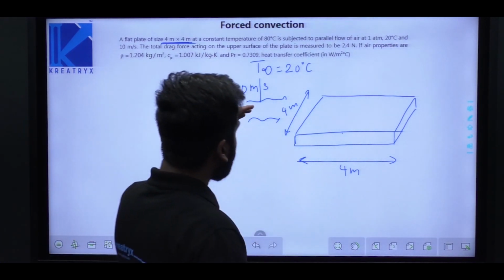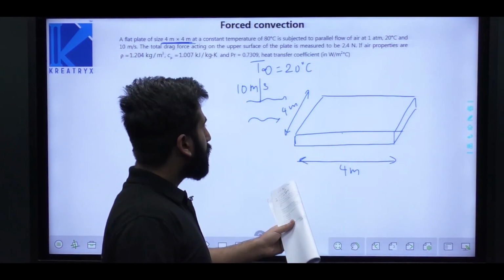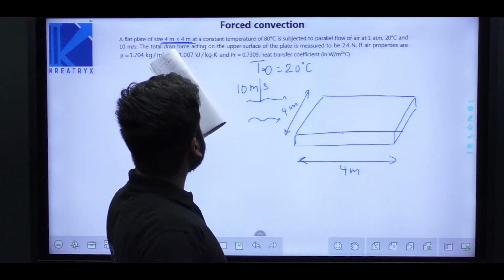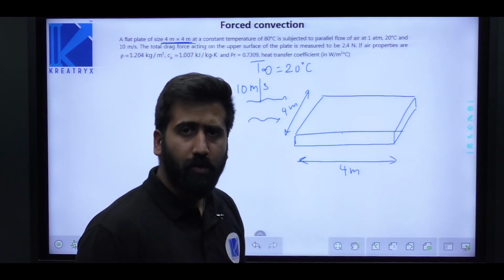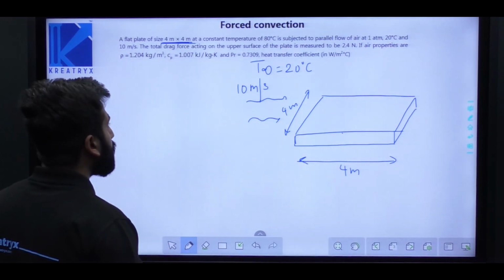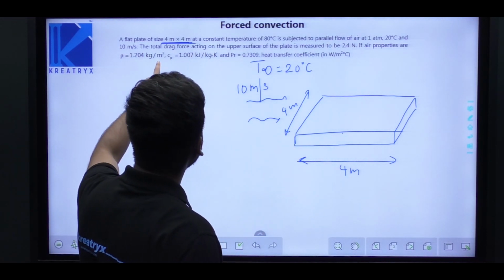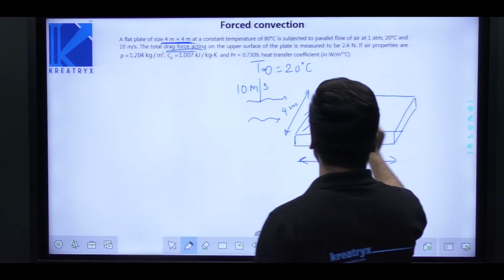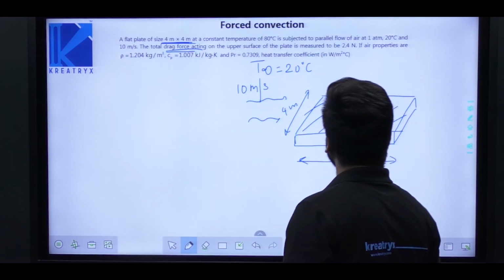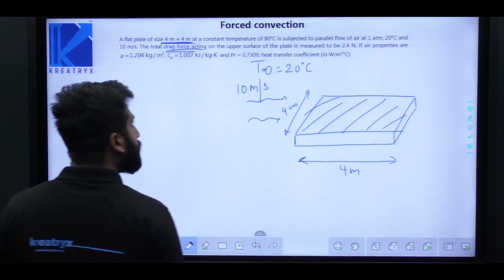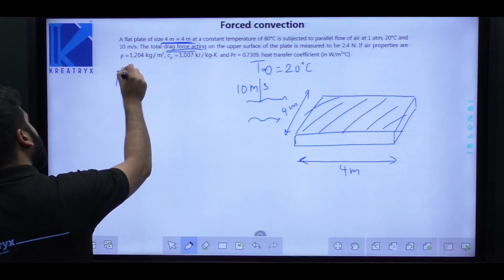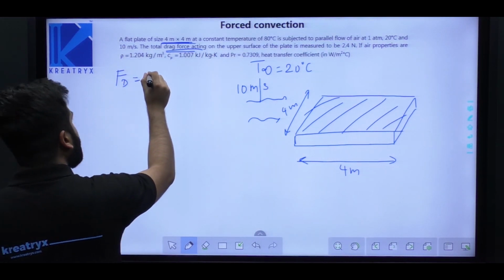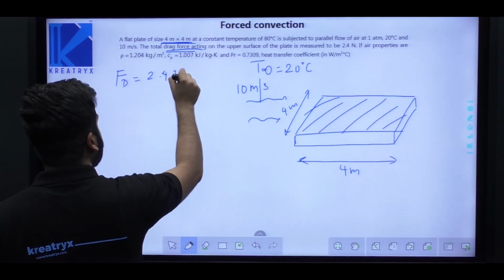So when the air flows over this flat surface, what is the reason for this drag force? Friction. Due to this friction, there will be a drag force acting on the upper surface of the plate, and it is measured to be 2.4 Newton. So F drag, Fd, is equal to 2.4 Newton.